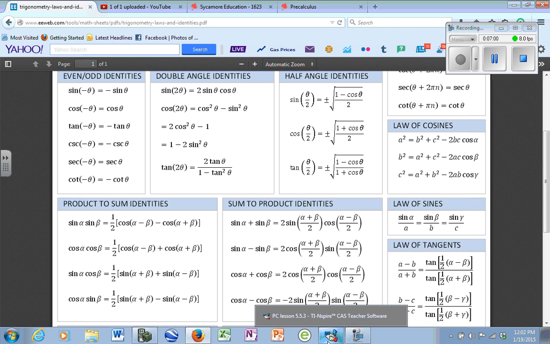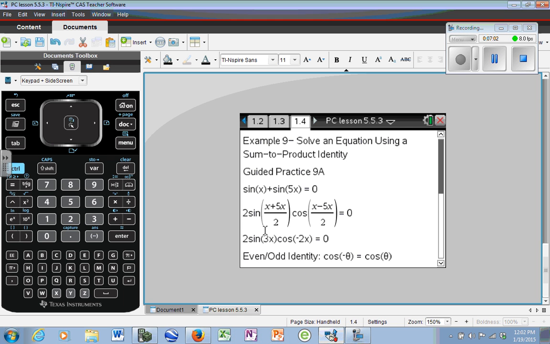And we say, okay, no problem. I can do that. Let's just identify what alpha and beta is. There's alpha, it's x, and beta is 5x. So we plug those in where alpha and beta go into the equation. Okay, so we get that 1x plus 5x is 6x. 6x over 2 becomes 3x. And here we have 1 minus 5. That makes a negative 4. Negative 4 divided by 2 gives us a negative 2x.